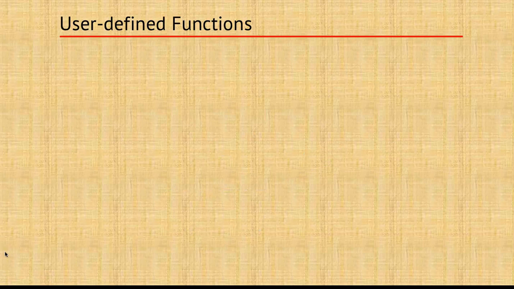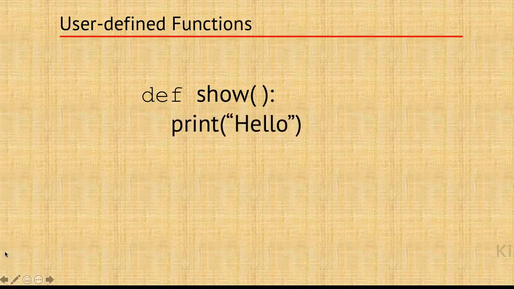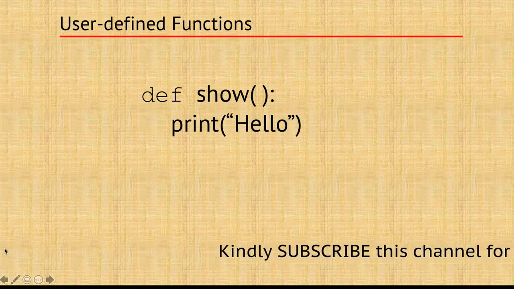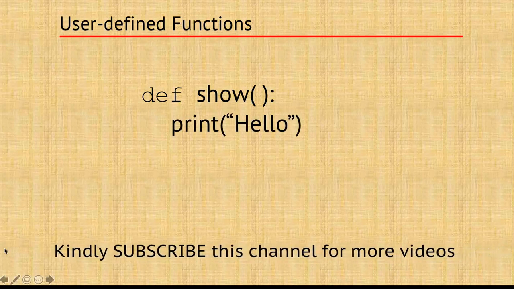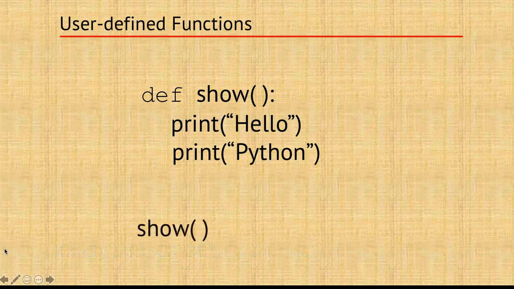Now let's see a function without any parameter and without any return statement. So here is a function show, and this function has a body in which there are two print statements. One prints hello and another one prints Python. So when this function is called by using its name, it will print hello and Python. So that's it. Now we'll try programs for functions on Google Colab.